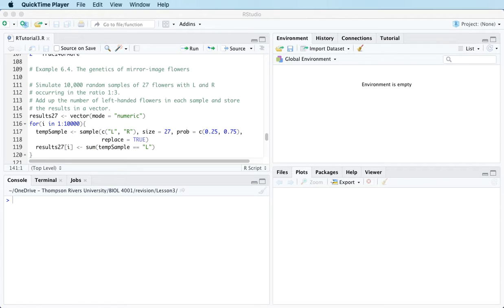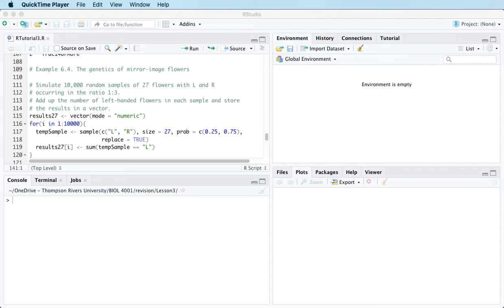So in this example, instead of looking at toads and whether they are left or right-handed, we're looking at flowers and whether they are left or right-handed. And so our first step is to set up our null and alternative hypotheses. And our null hypothesis is that the population proportion of left-handed flowers is 0.25, and our alternative hypothesis is that our population proportion of left-handed flowers is not 0.25.